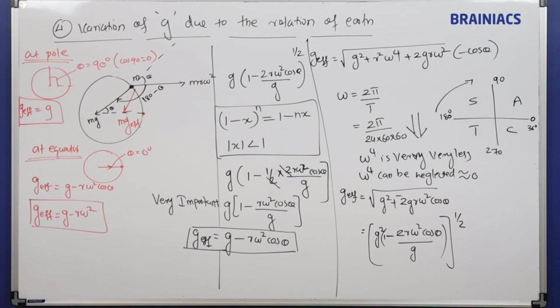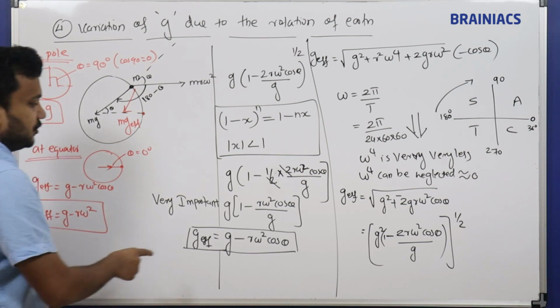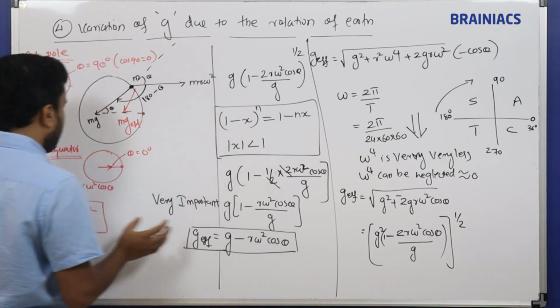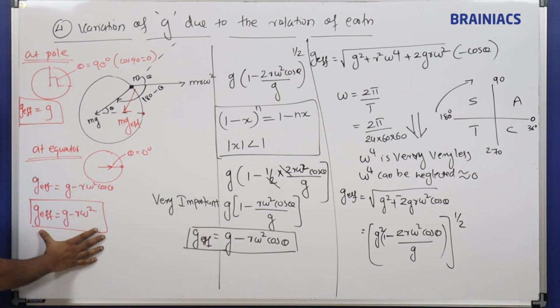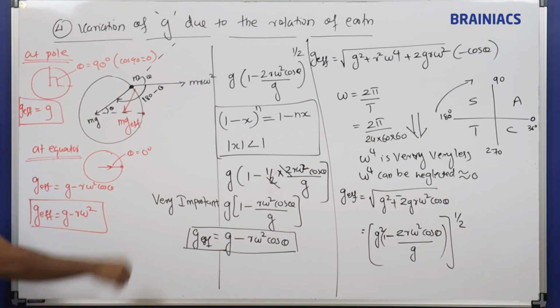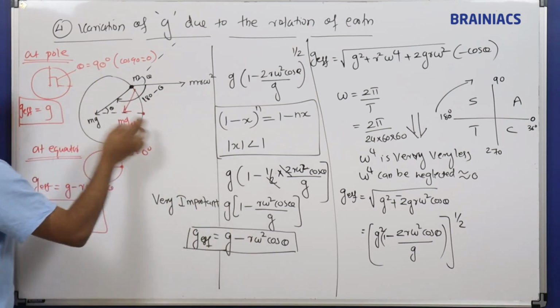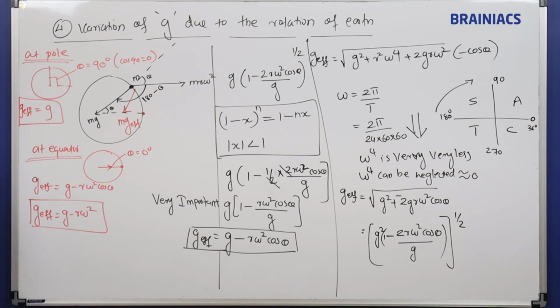Remember these 2 points. So, variation of acceleration due to gravity due to the rotation of earth, the G effective equation is here. At equator, theta equal to 0, substituted here, we got this equation. And here theta equal to 90, you substitute here, you will get this equation. Okay, hope this is clear to you. Okay, we'll do a couple of questions related to whatever we have learned. Based on this, we'll do a couple of questions.